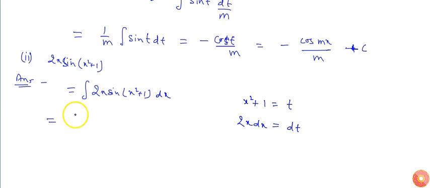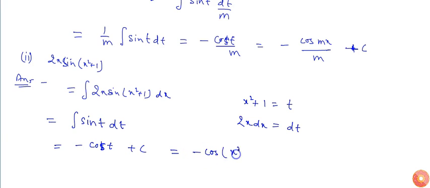So if I put it here, sin (x square plus 1) will transform into sin t, and 2x dx will be dt. So integration of sin t is minus of cos t plus c. So I can put the value of t, which is x square plus 1, so it will be minus of cos (x square plus 1) plus c.